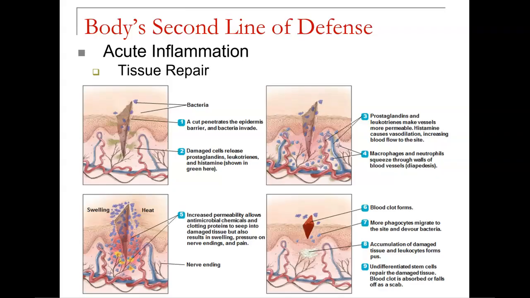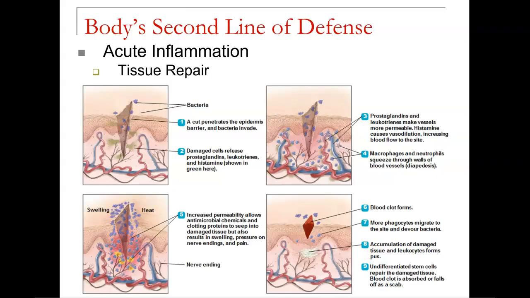It's going to increase the permeability. It's going to allow all of these different antimicrobial chemicals and clotting proteins to come in. And eventually, you're going to have a blood clot forming. You're going to have more phagocytic migration to the site of this bacteria here. Eventually you have the accumulation of that damaged tissue, leukocytes and pus there, and then you're going to have those undifferentiated stem cells start to fill in that area.